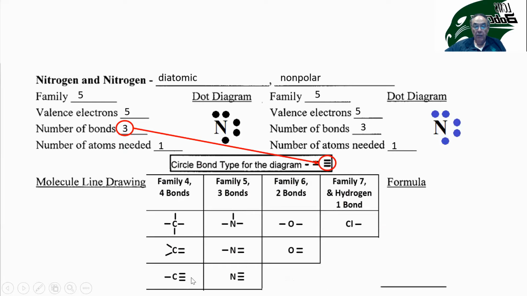So we take a look at the chart that was in the notes, and we find nitrogen here in family 5, and a triple bond down here. So both of these nitrogens have to bond this way. So that means this one has to have a triple bond. It's going to hook to this one, which has a triple bond also. And this kind of confirms our idea that we're going to have 2 nitrogens.